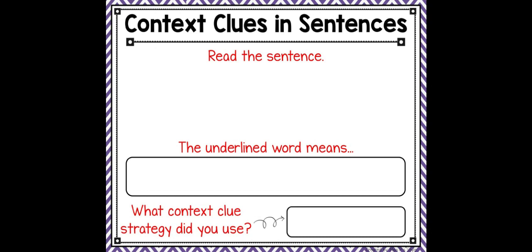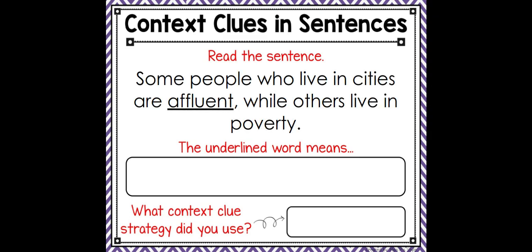I want you to read the sentence and determine the meaning of the underlined word, as well as which context clue strategy you use to help you solve for the meaning. Some people who live in cities are affluent, while others live in poverty. What do you think the underlined word means? The underlined word means rich, wealthy, well off, or prosperous. And what context clue strategy did you use to help you figure that out?